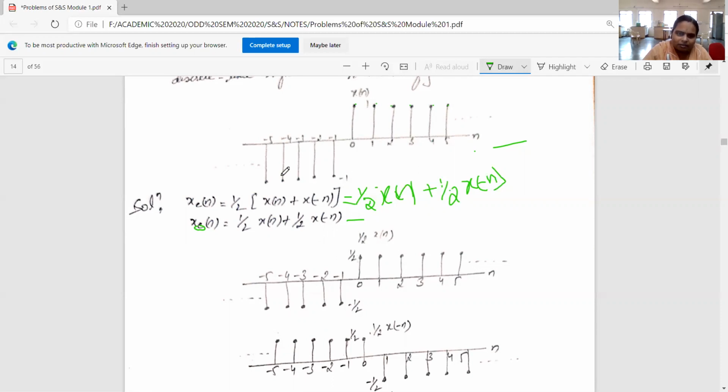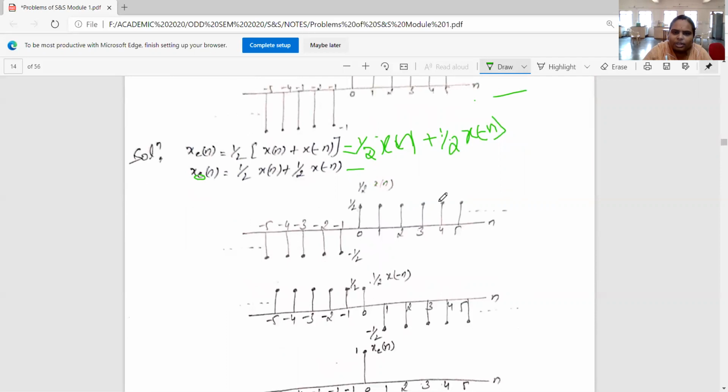In the same way we can do it for the discrete values from -1 to -5. If I multiply -1 with 1 by 2, I will get -1 by 2 from -1 to -5. Then the same thing I can do for the second term, that is half x of minus n.